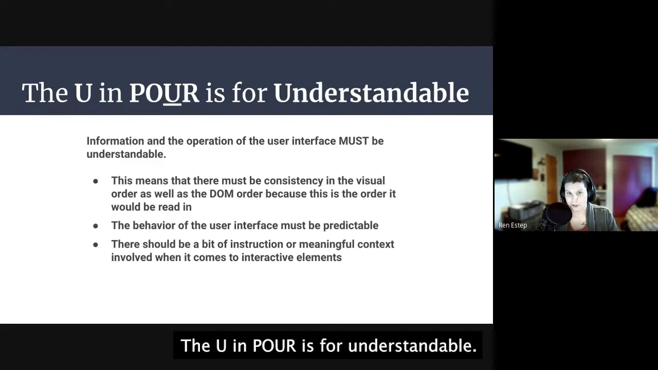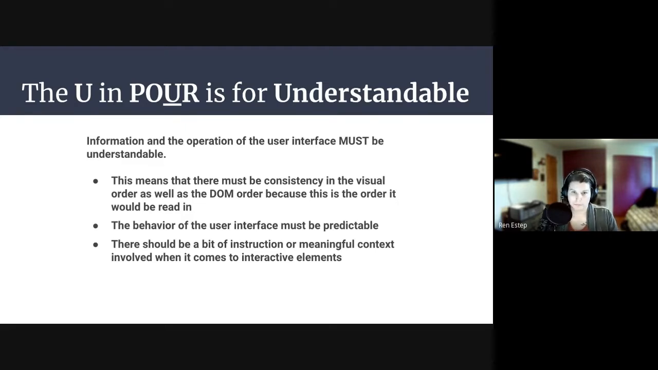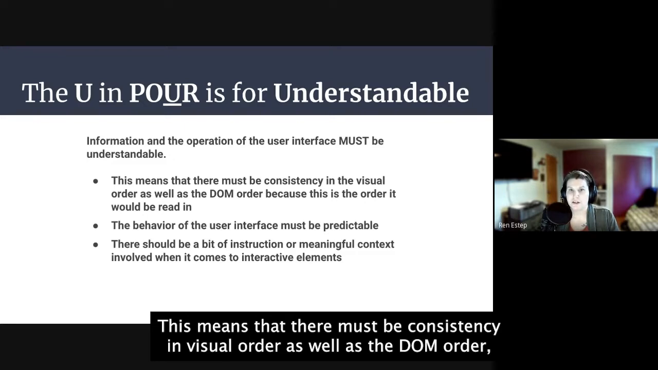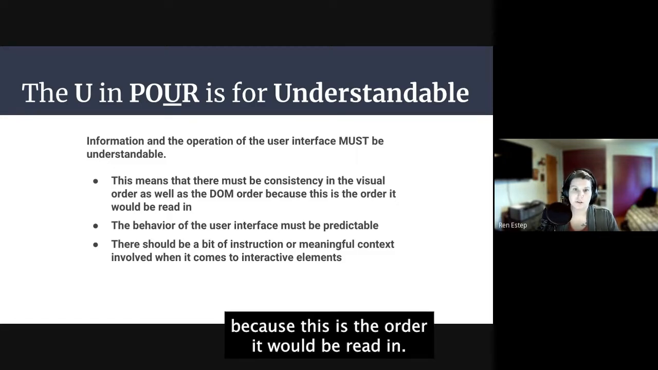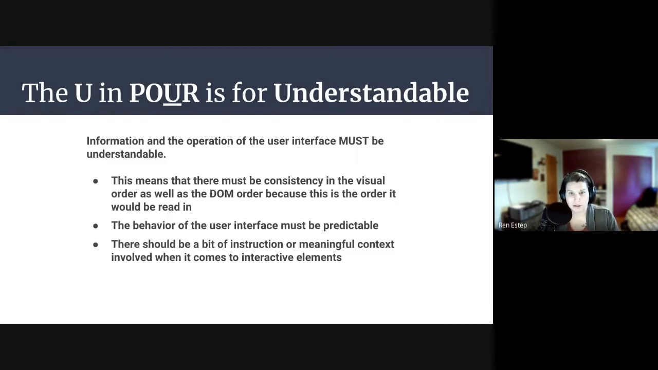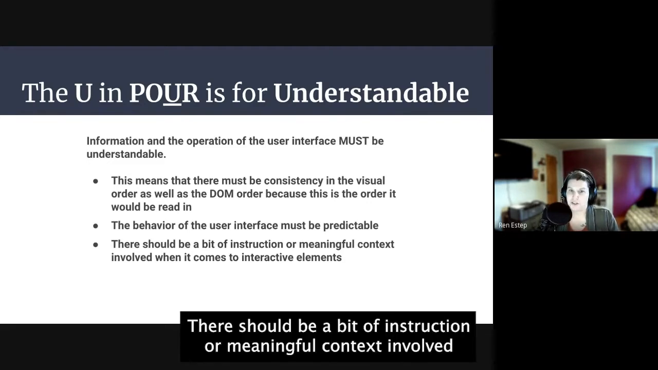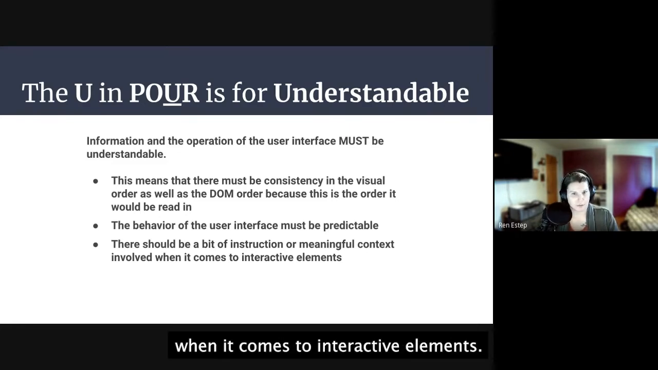The U in POUR is for understandable. Information and the operation of the user interface must be understandable. This means that there must be consistency in visual order as well as the DOM order, because this is the order it would be read in. The behavior of the user interface must be predictable. There should be a bit of instruction or meaningful context involved when it comes to interactive elements.